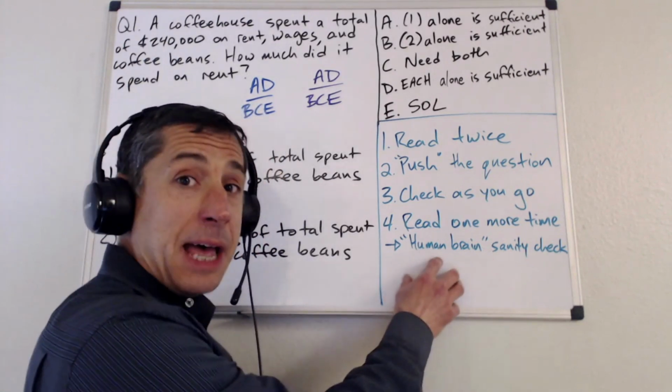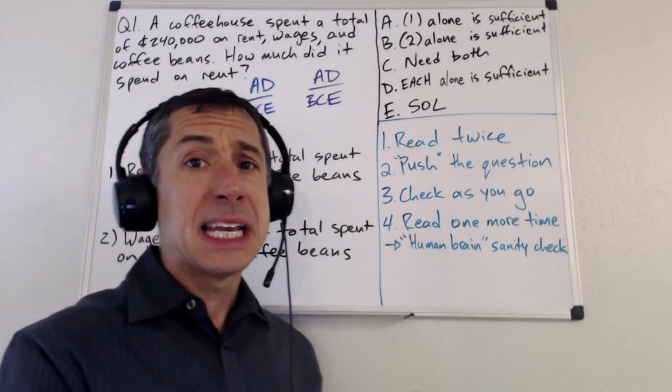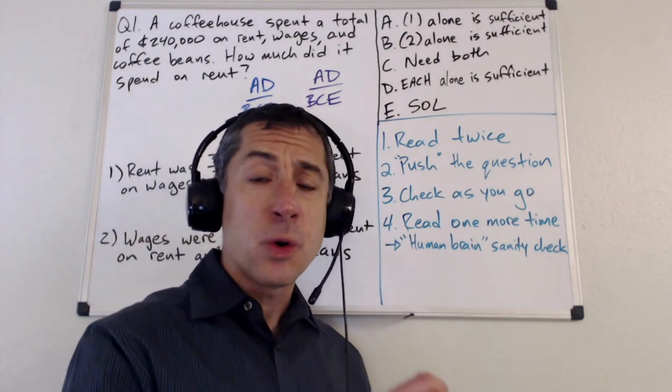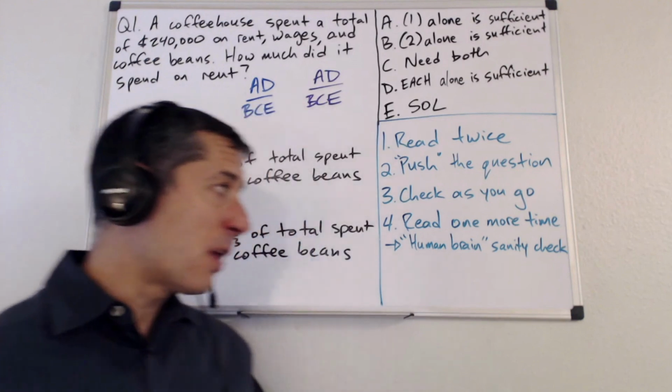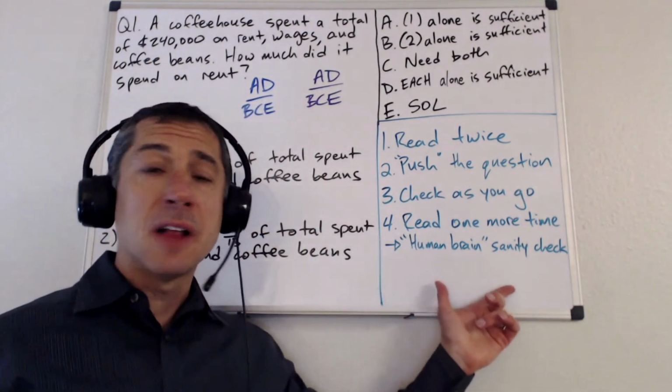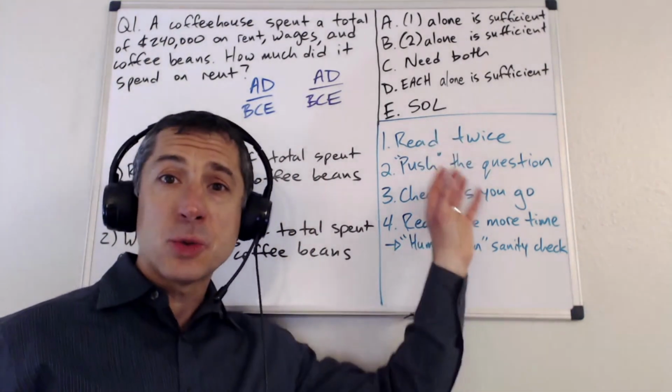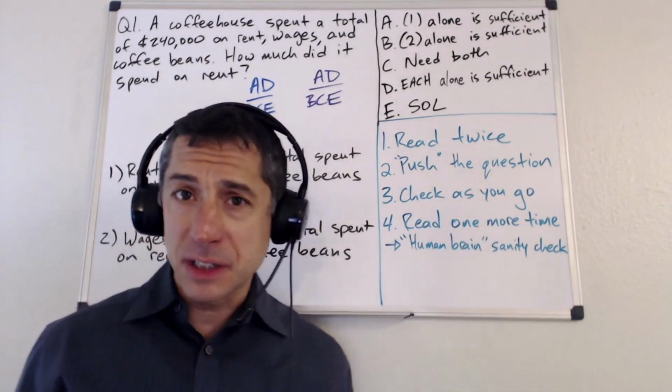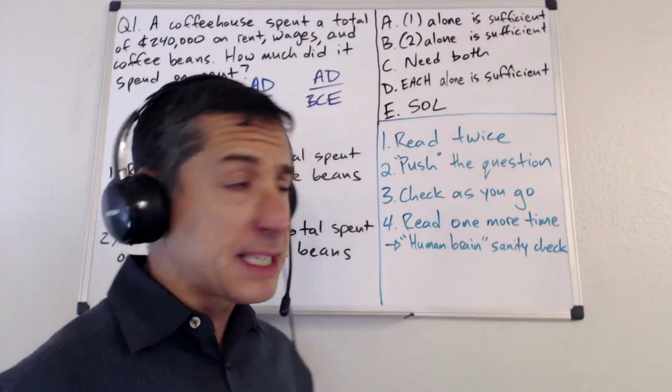Again, sounds like a lot of time invested, but adaptive testing, I can't say it enough. You miss questions that are easy for you. That's where the apocalypse comes from. Get your process really, really solid. Invest those extra few seconds reading twice, checking as you go, giving yourself a little sanity check. And I promise it's going to pay off for you.